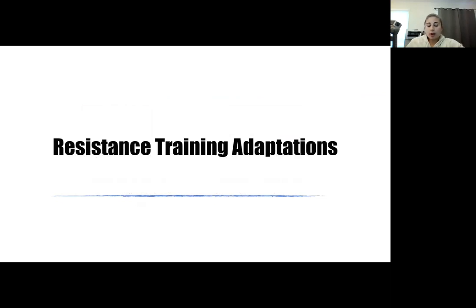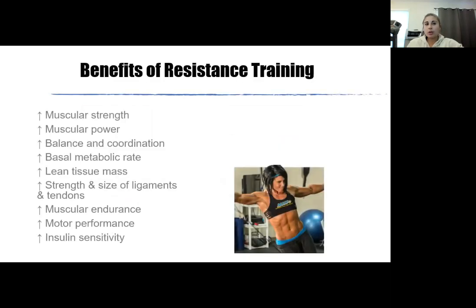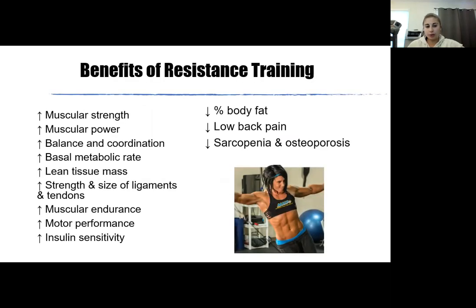So we're going to start off talking about resistance training adaptations first, and then we'll later talk about aerobic training adaptations. So there's so many benefits of resistance training. And I feel like resistance training is the one a lot of people are like, nah, that's okay. I like to go run, or I like to do my cardio. And it's easier to just hop on an elliptical for 30 minutes and go for it and leave than do some resistance exercises. And this is so important, especially as we get older.